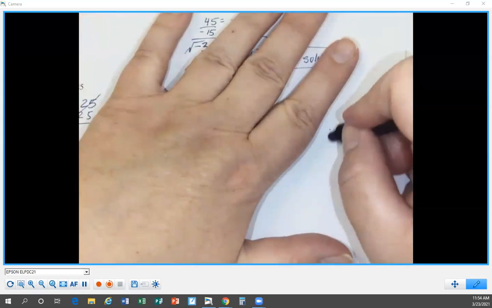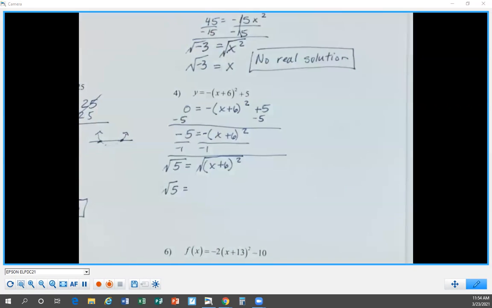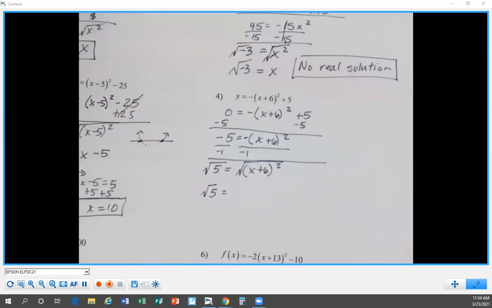It's kind of like if I just write a number 5 or I write a number 6, it's understood that it's a positive 5 or a positive 6. Unless you tell me it's negative, it's assumed to be positive.